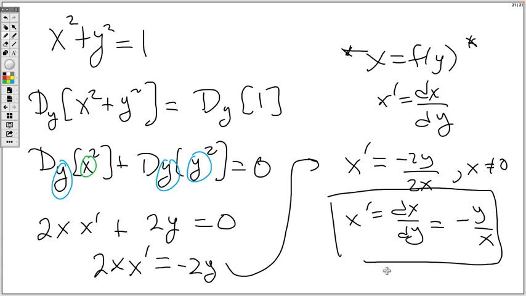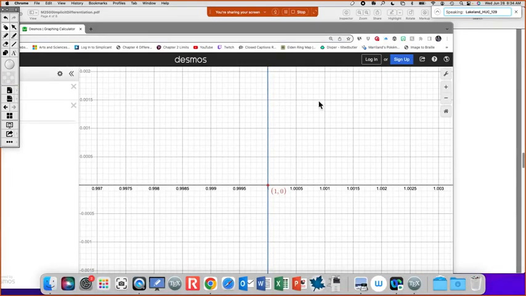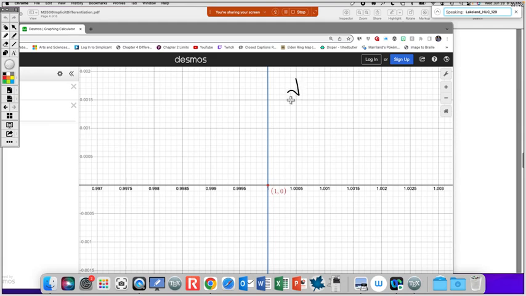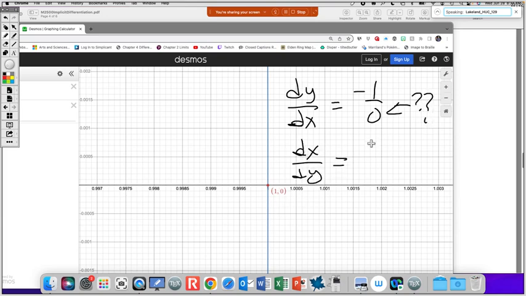So what would be the bad points here? If x is 0, well, first off, notice here, dy dx would be like a minus 1 over 0, which is undefined. But what's dx dy here? It's 0. So if I just turn my head and I look at the xy slope, it's 0.